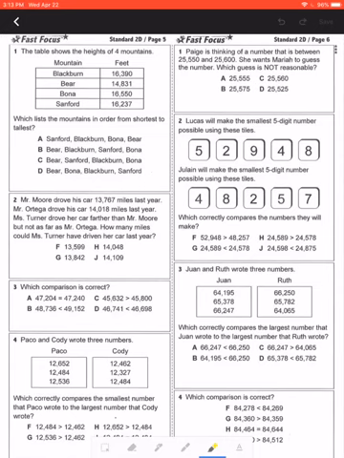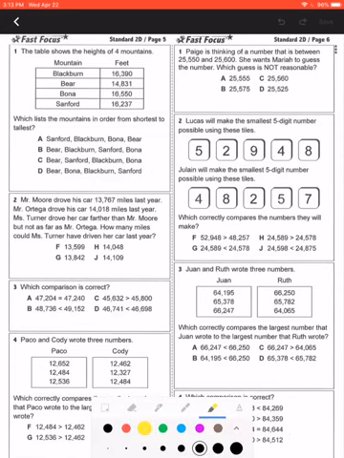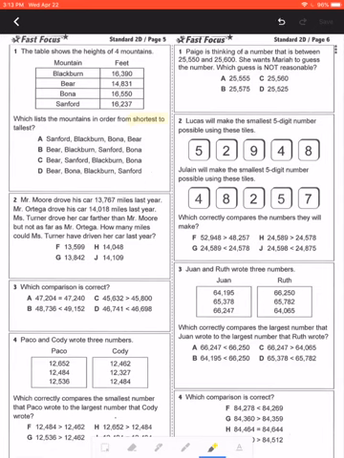So let's go back to the highlighter. You can change your colors. Don't do a dark color for this because then I can't see what you're highlighting. So I'm going to leave it as yellow. The table shows the height of 4 mountains, which lists the mountains in order from shortest to tallest. So I only need to highlight shortest to tallest because those are the most important words.